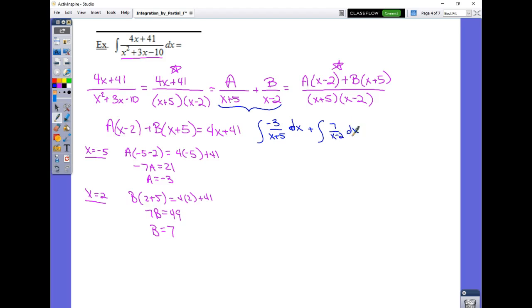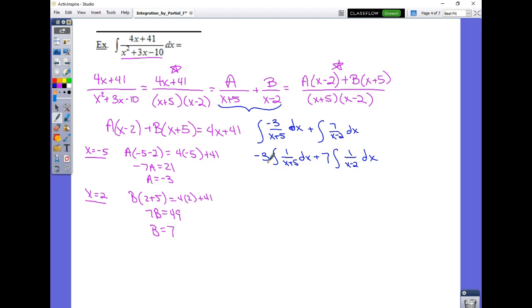Now, I'm showing you this way because what I will do from here is call this negative 3 times the integral of 1 over x plus 5 dx plus 7 times the integral of 1 over x minus 2 dx. So I'm going to usually set the a and the b as factors. I just wanted you to see how this would all pan out.